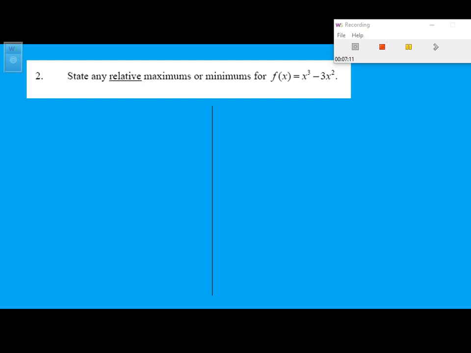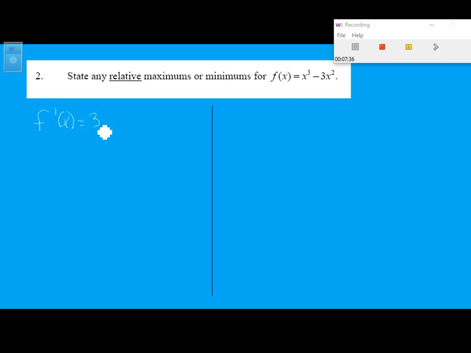The second question just here says, state any relative maximums or minimums for x cubed minus 3x squared. Well, it does not say by the second derivative test, so you pick the way you would like to do it. I'm going to do it both ways so you can see them. Method number 1, the first method you learn.